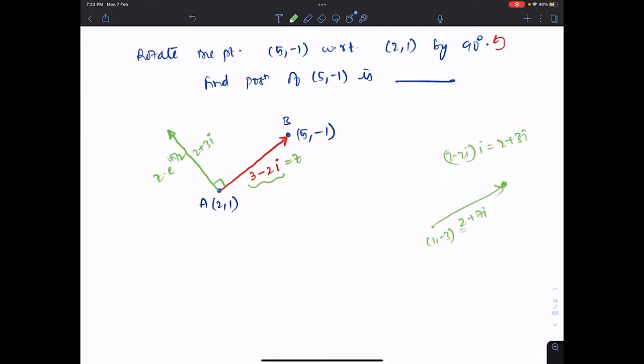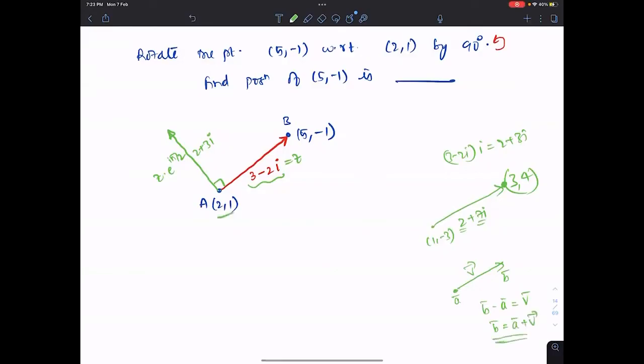2 plus 1, 3, 7 minus 3, 4. Initial point plus that vector, because if this is a bar, this is b bar, this vector is v bar, b bar minus a bar is v bar. Na? What will be b bar? Initial a bar plus the vector. Na?